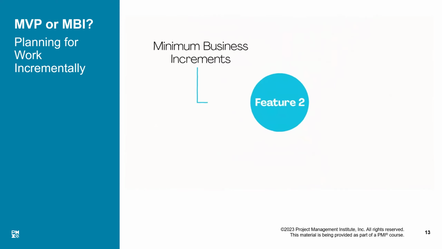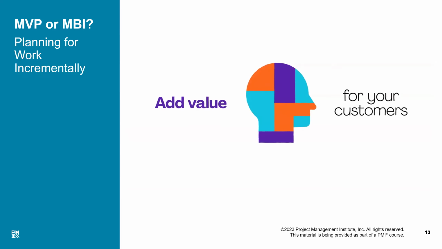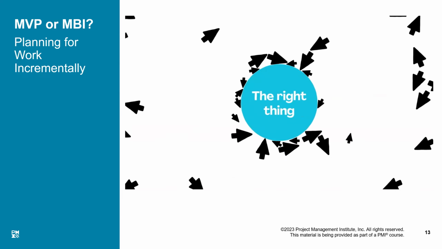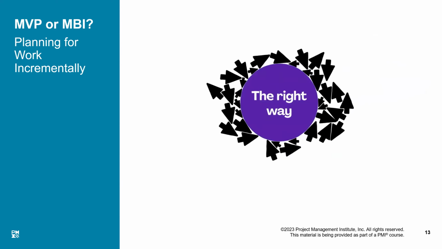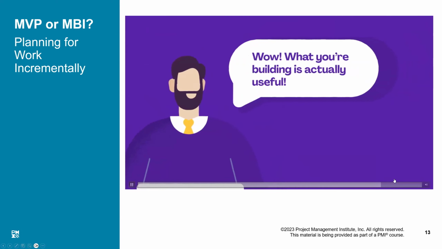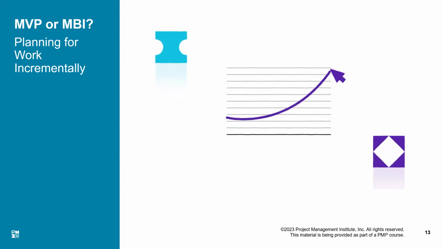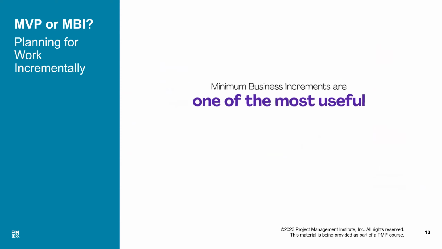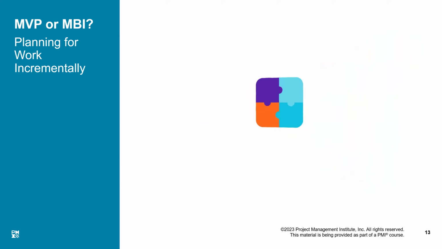Minimum business increments offer several benefits. They add value for your customers. They help you determine if you're building the right thing. They help you figure out if you're building the right way. They give you a way to determine if what you're building is actually useful. And they enhance your ability to deliver value in the future. Minimum business increments are one of the most useful concepts in Agile, perfect for setting your Agile increment.